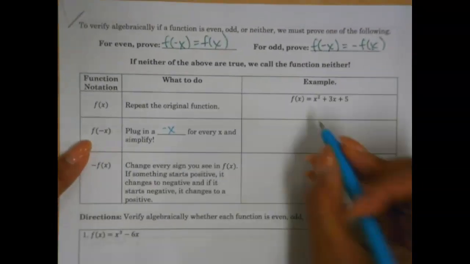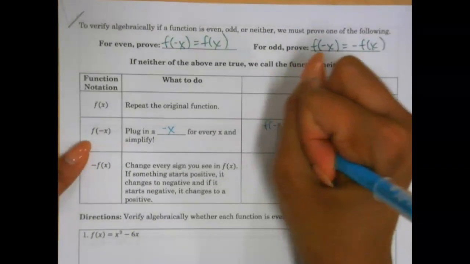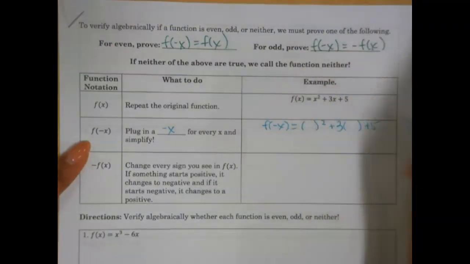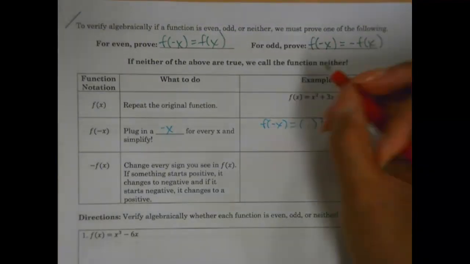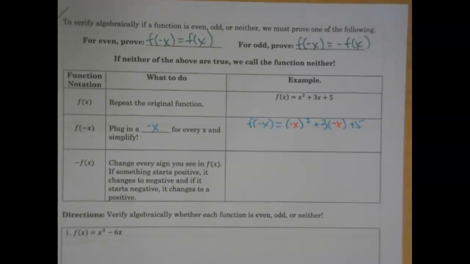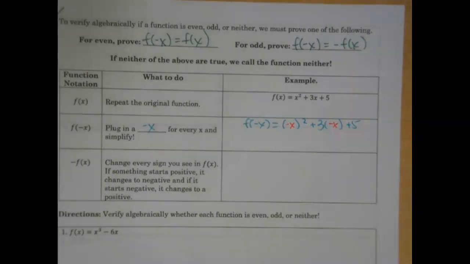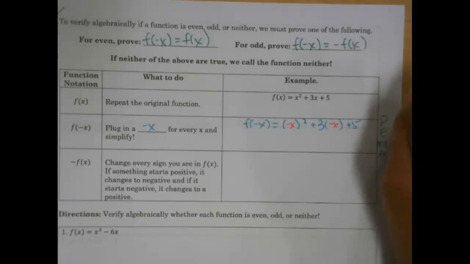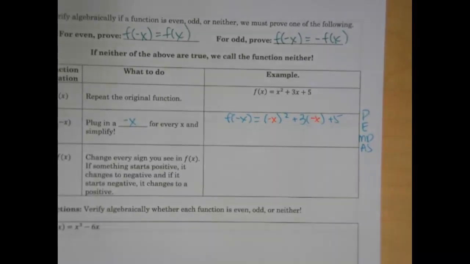So for instance, if I had this example and I wanted to find f of negative x, everywhere that you see an x, I'm going to replace it with a negative x. So in each of these parentheses, I'm going to put a negative x. After I do that, how would I simplify this? What would I need to do? What does PEMDAS represent? The parentheses, exponents, multiply, divide, adding, and subtracting. It's your order of operations.